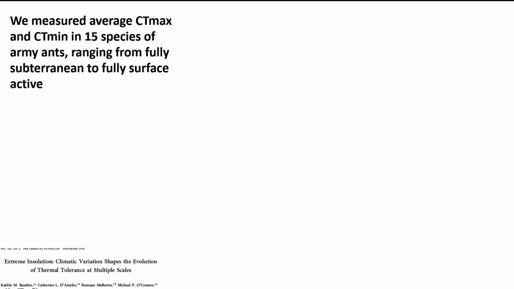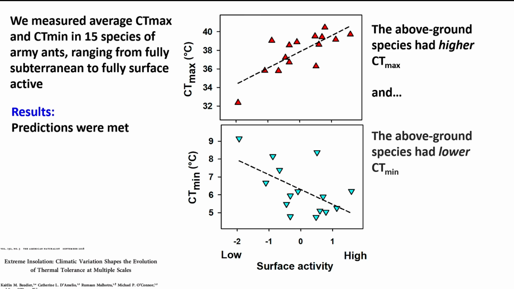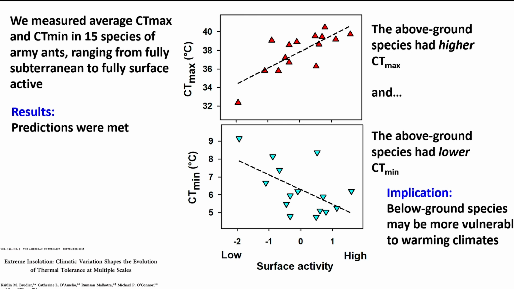So we measured average CT max and CT min for 15 different species of army ants, and these range from fully subterranean species to fully surface active species. And the results are that the predictions were met. The above ground species had both higher CT max and lower CT min, as expected. And the implications of this study are that below ground species may be more vulnerable to warming climates.